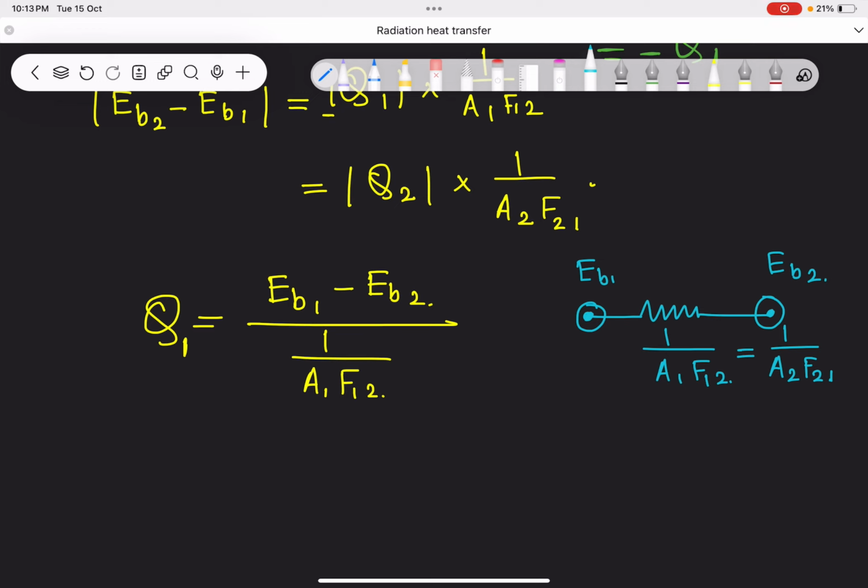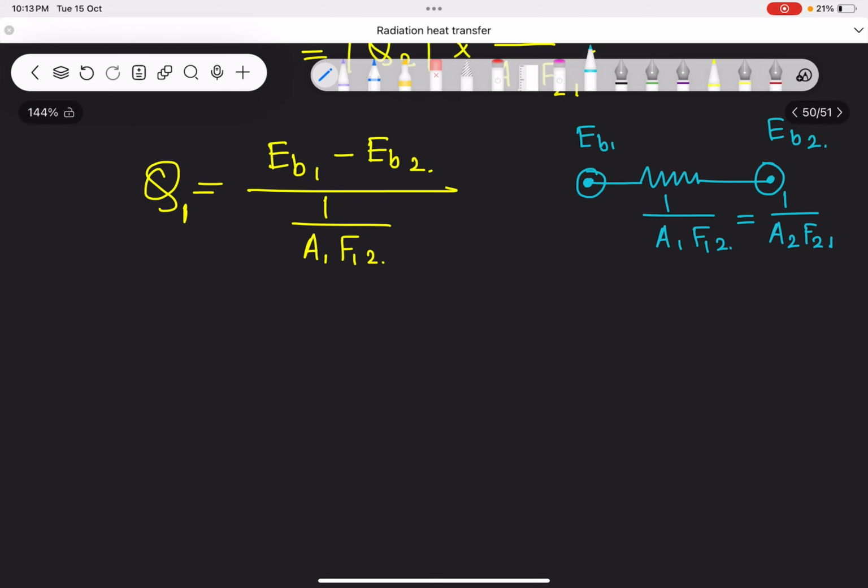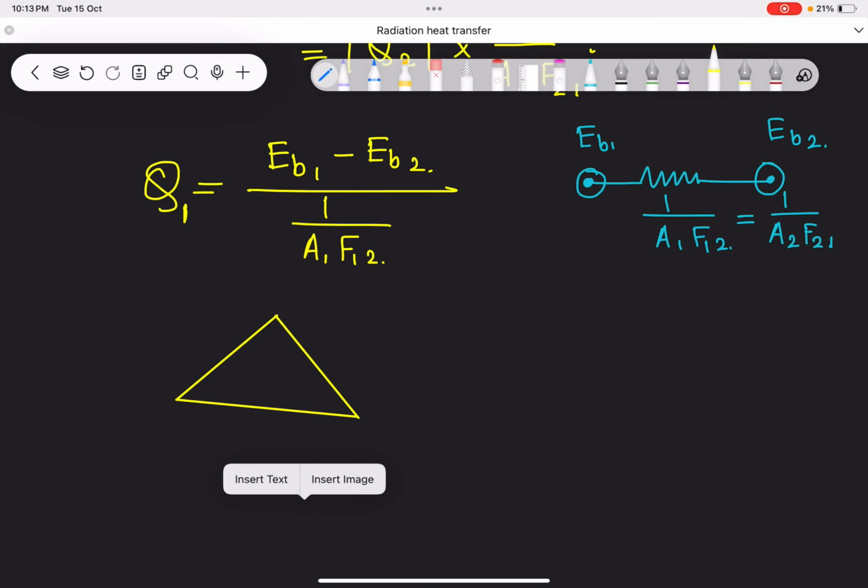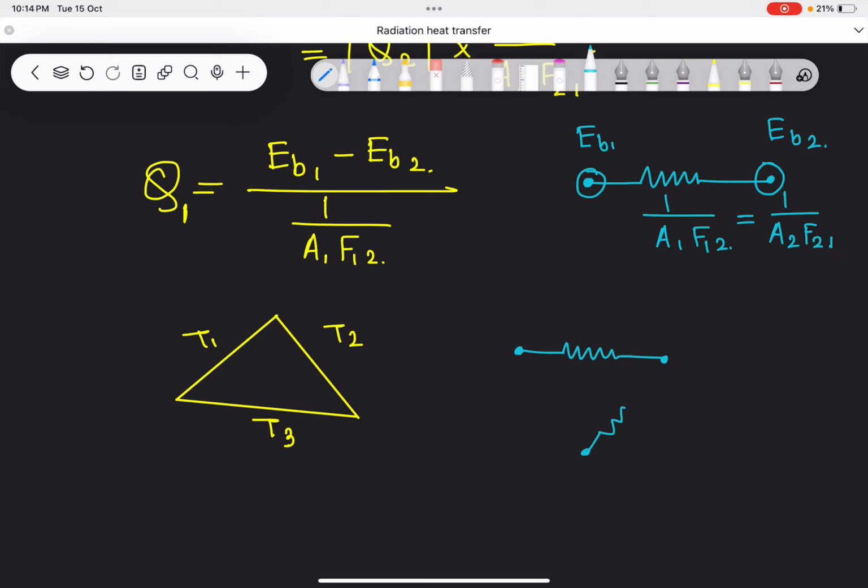Now if you have so many surfaces, then the radiation network will be changed. For example, let us say you have 3 surfaces, each at temperature T1, T2, T3, no two of them equal. Here how can you draw it? Very simple. For surface 1 you have to draw a node, for surface 2 a node, for surface 3 a node, and every surface is exchanging radiation energy. So EB1, EB2, EB3, clear?